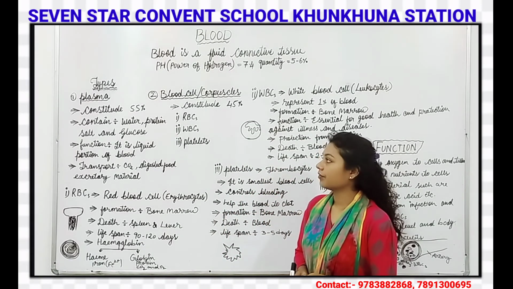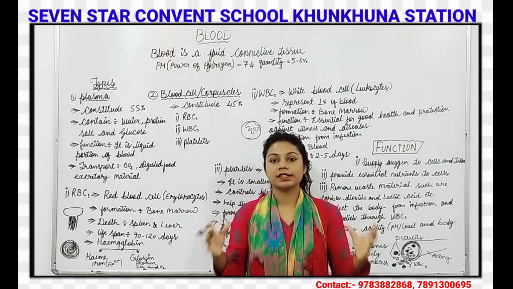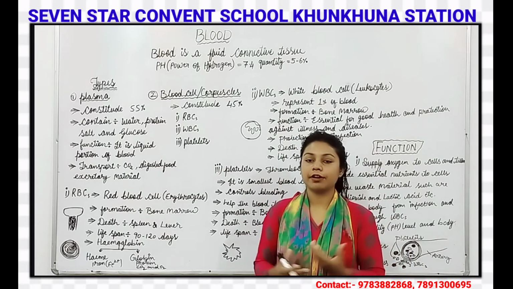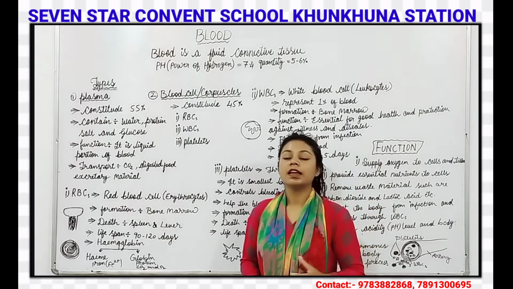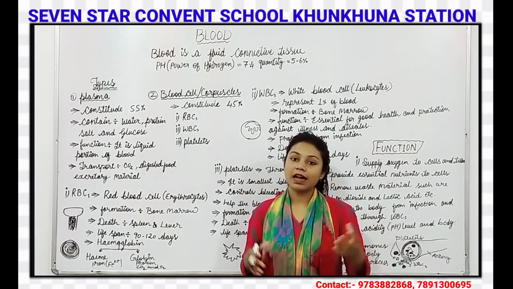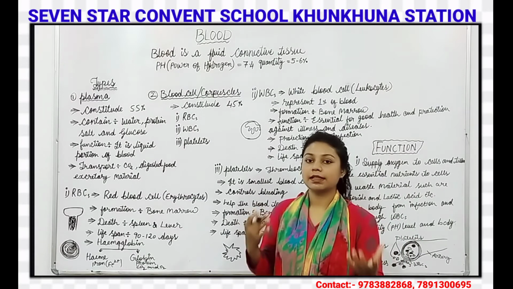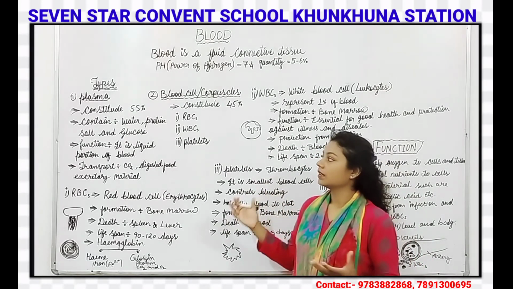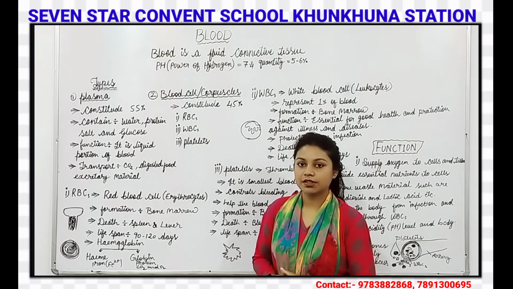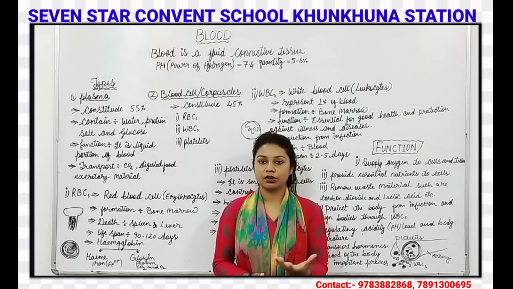So children, we have discussed this blood. As I have told you, it is a fluid connective tissue and the pH of blood is 7.4. The quantity is 5 to 6 liters in the human body. We have talked about the types, that is plasma and blood cells. The blood cells are the RBC, WBC and platelets. So I hope you all got the concepts which I have taught you.